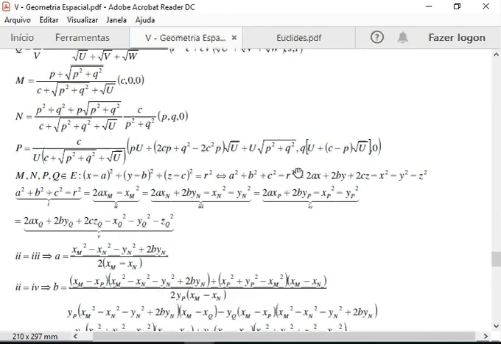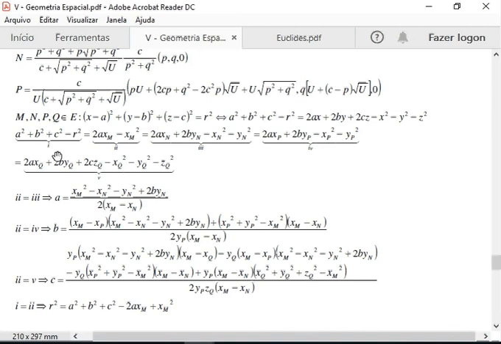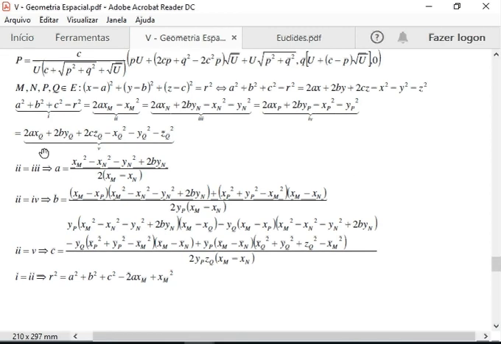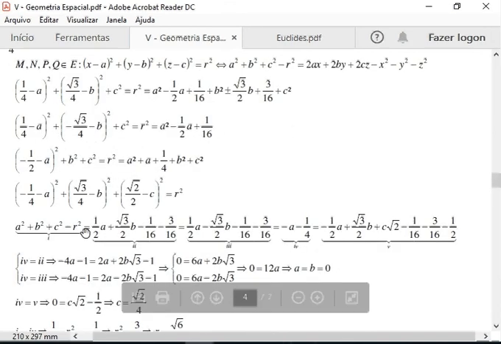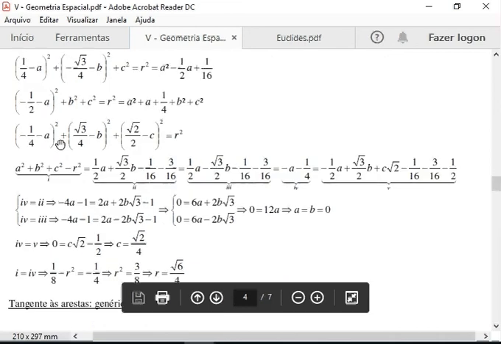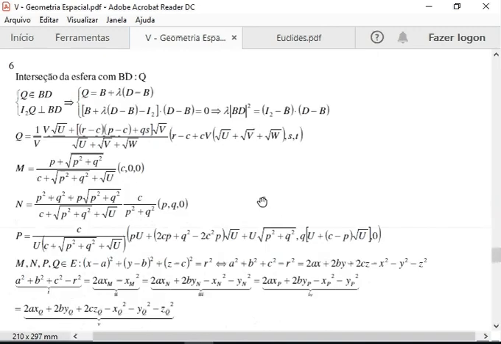Confusion. The computer knows it. I don't. M, P, and Q are in this sphere: (x minus a) squared plus (y minus b) squared plus (z minus c) squared equals R squared, if and only if 1 equals 2 equals 3 equals 4. Again, equals 5. Do you remember we have 5? 1, 2, 3, 4, 5. We have 4 points, 4 equalities, 5 members, 5 hands.